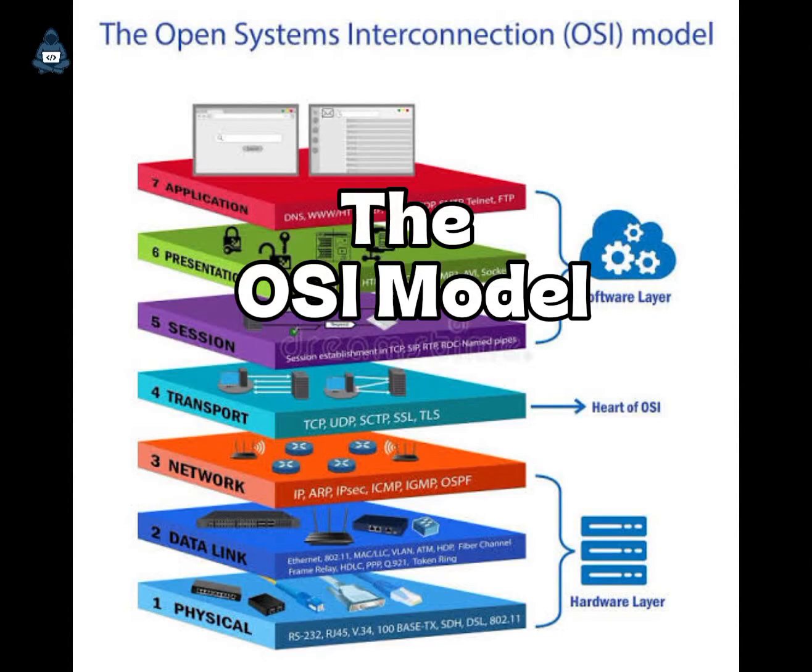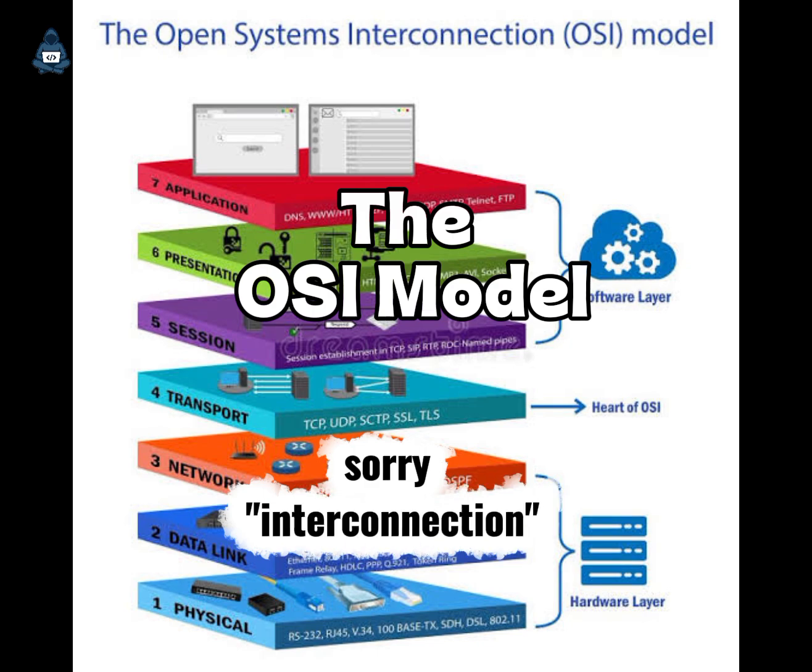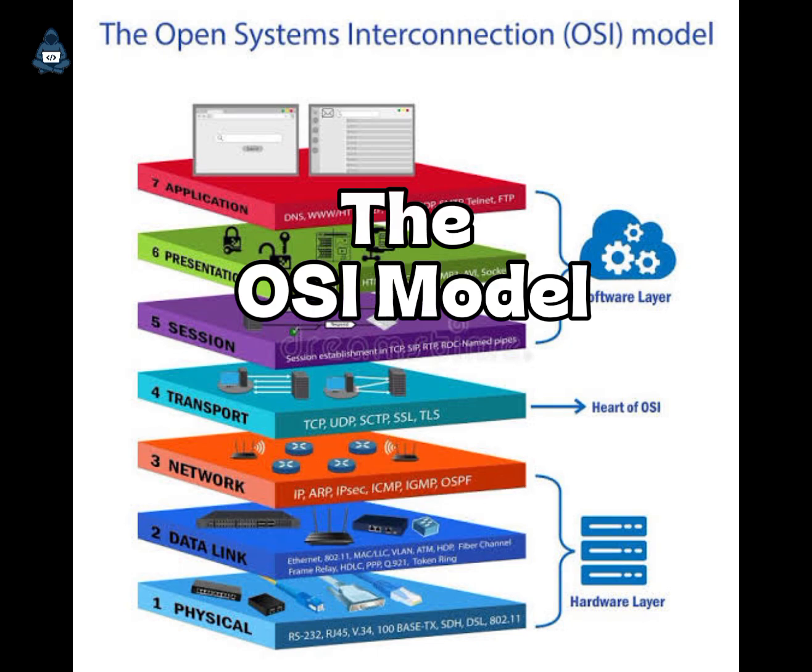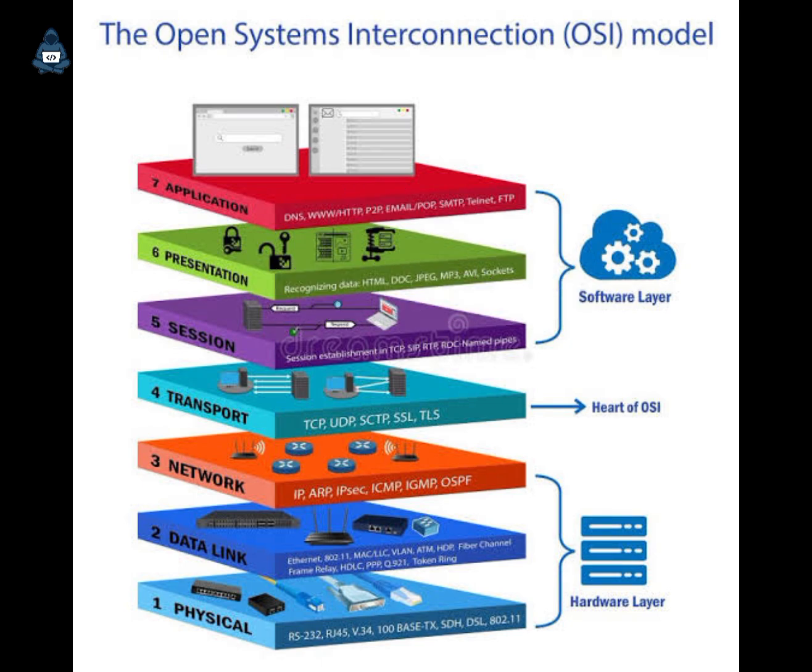Guys, today we'll be looking at the OSI model. It stands for Open Systems Interconnection model. It is used in computer networking to understand how data moves from one device to another within a network. It is divided into 7 layers.